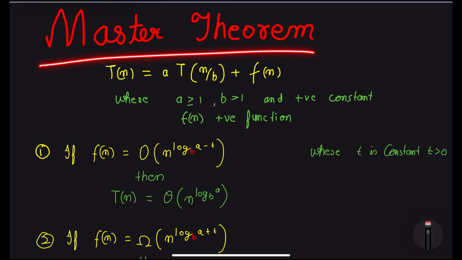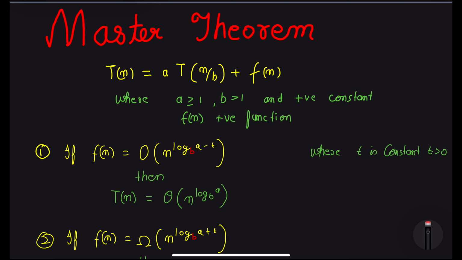Today we are going to study Master Theorem. Master Theorem is used to solve a given recurrence relation if they are in the form T(n) = a T(n/b) + f(n), where a and b are two positive constants and a is greater than or equal to 1 and b is greater than 1, and where f(n) is a positive function.